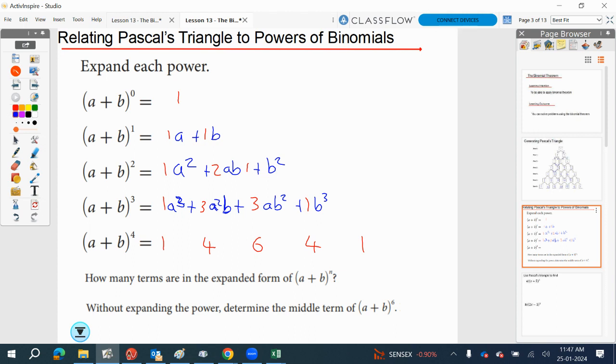What are the terms going to be? Well, this is to the power of 4. So this is going to be a to the 4. This is a to the 3, b to the 1, a to the 2, b to the 2. This one's going to be a, b to the 3. This is going to be b to the 4. And then we need the sum of each of these.